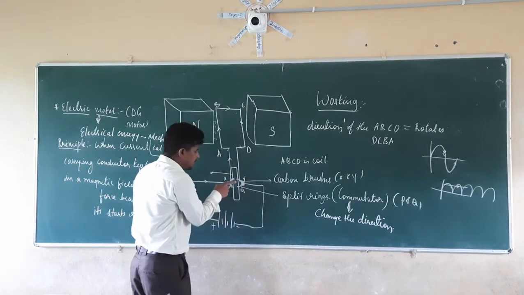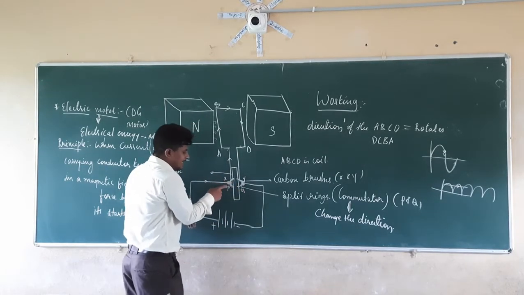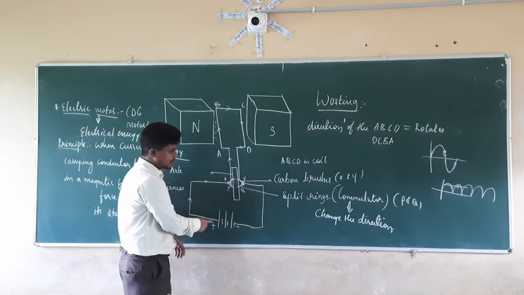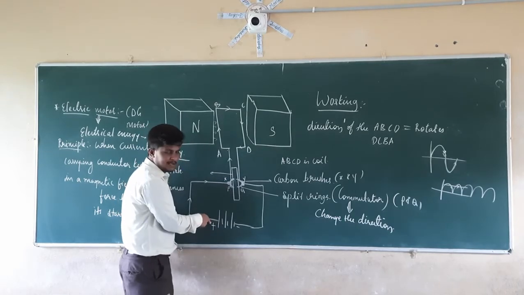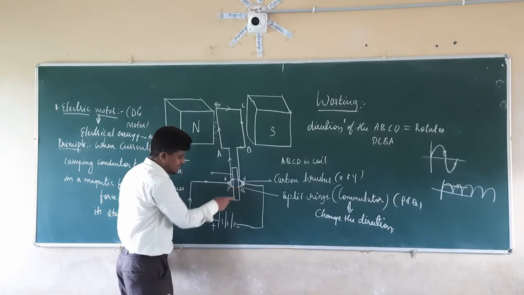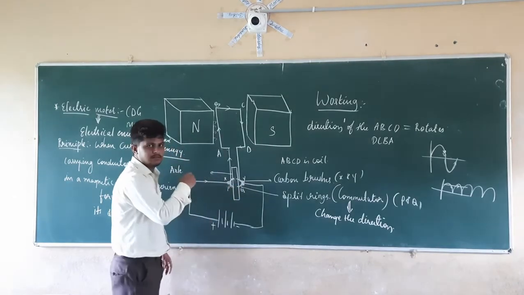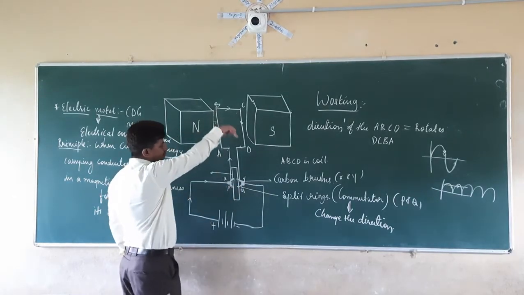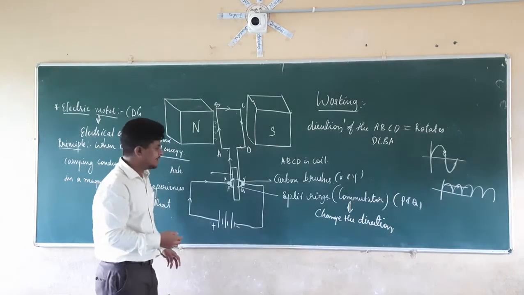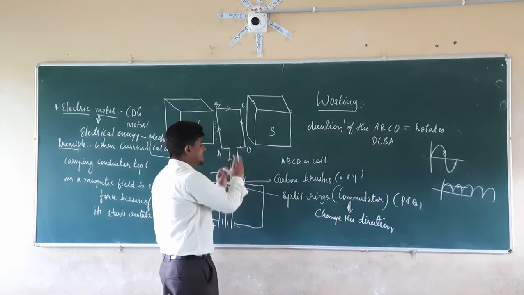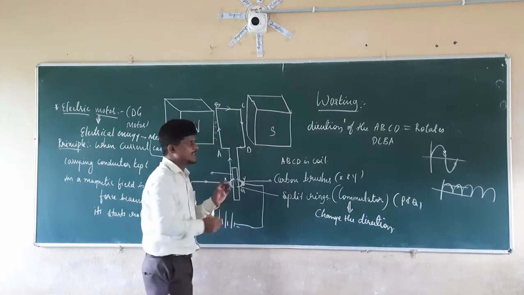So the Q is coming in the P direction, which is connected to the positive terminal, so that the direction of the current will be the same here again. Right? Because of the split ring, it is changing the direction of the current.